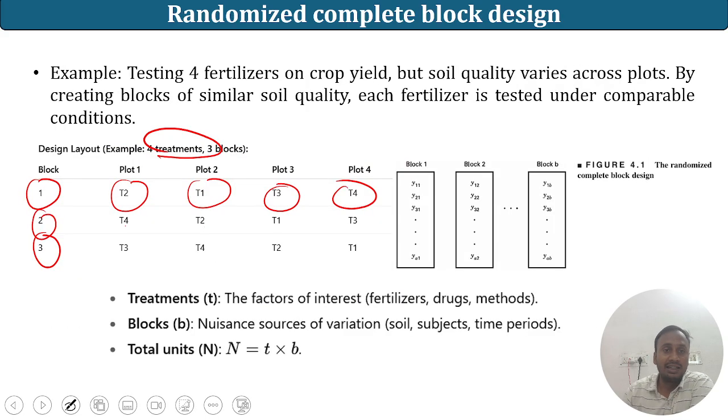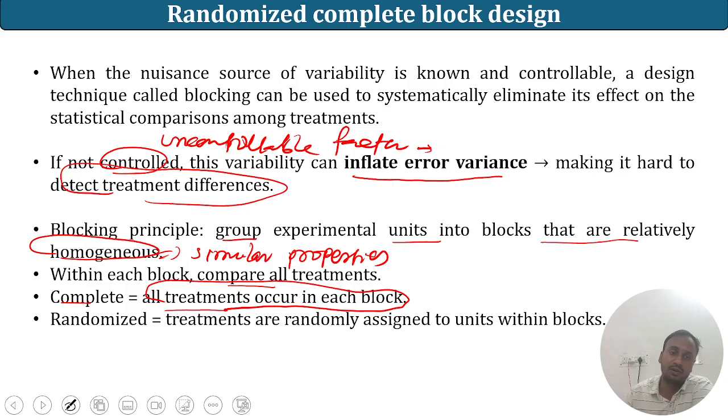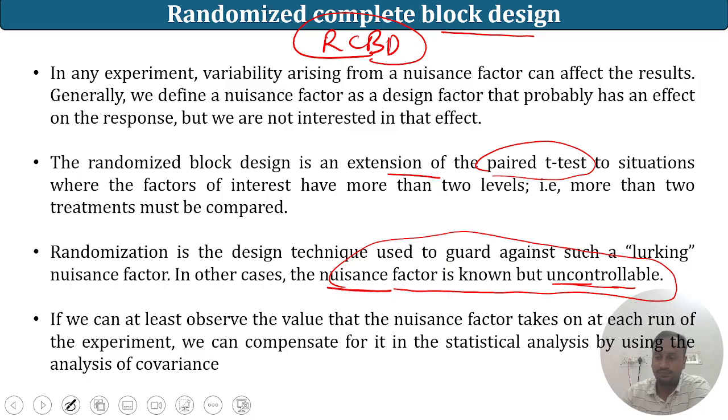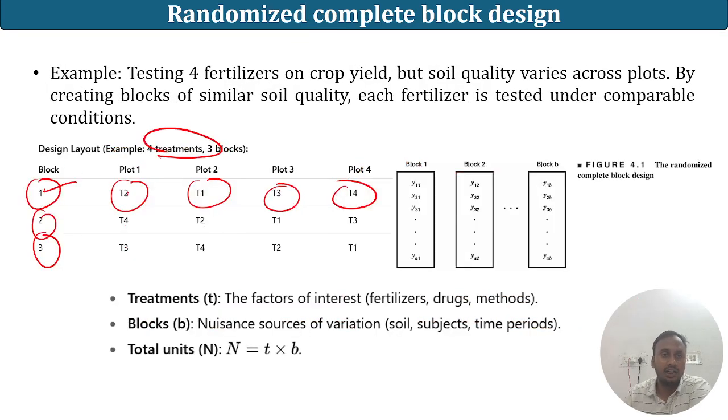Let's say T1, T2, T3, T4 in the case of one block. So the second block should also have T4, T2, T1, T3. All treatments should come into the second block also. In the third block also, the same treatments should come. And the treatments are randomly assigned to the units within the blocks, like here T2, T4, T3. It's randomized.